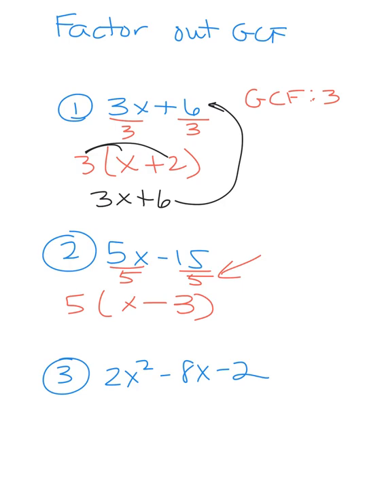And looking at number 3, my greatest common factor is 2. 2 goes into 2x squared, and into negative 8x, and into negative 2. So I'm going to divide everything by 2, and that's what I get in parentheses. Again, I have to remember to put out my greatest common factor up front, and I'm left with x squared minus 4x minus 1.